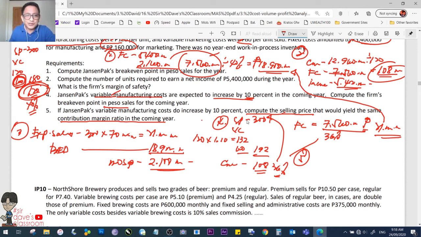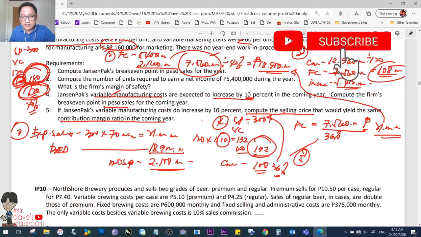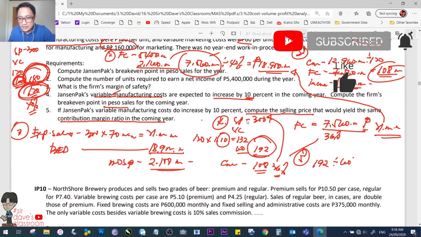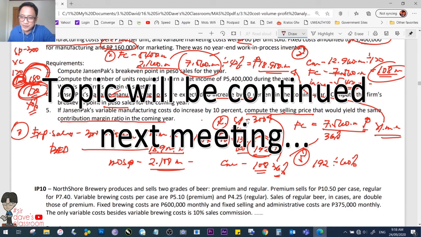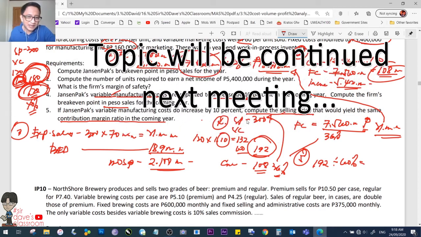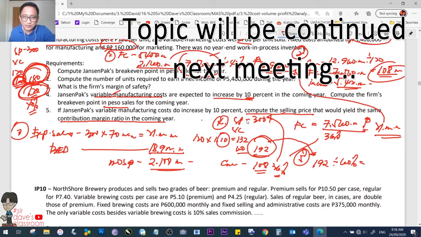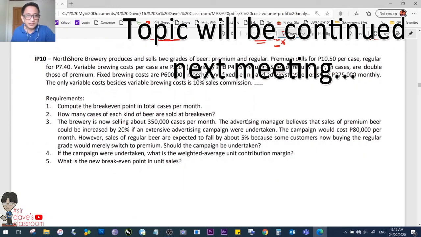Our variable cost here is 180 pesos and it became 192 due to the 10% increase. So regardless of those increases in the figures, if you want to maintain the 40% CM, that means to say that the 192 should still represent 60%. Maintaining the 40 also means maintaining the 60. So dividing the 192 by 60% should give you the 100%. It is the selling price. Final answer number 5, 320 pesos. Number 10, IP number 10.